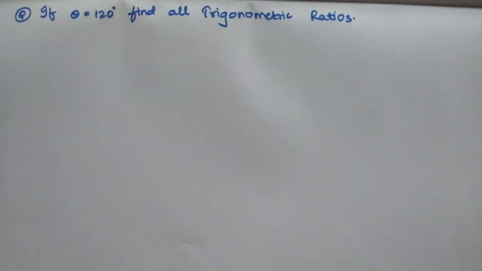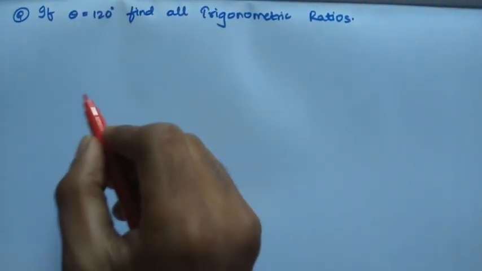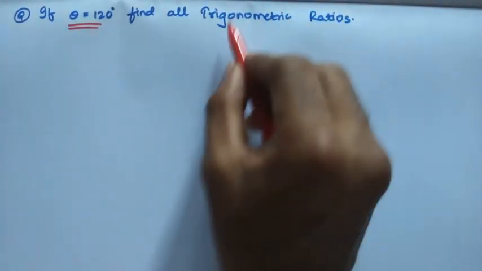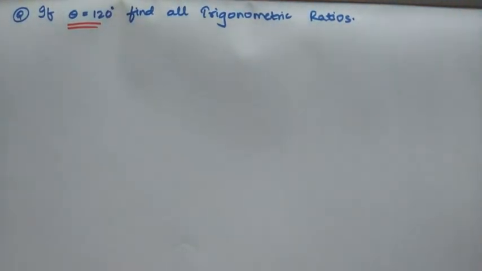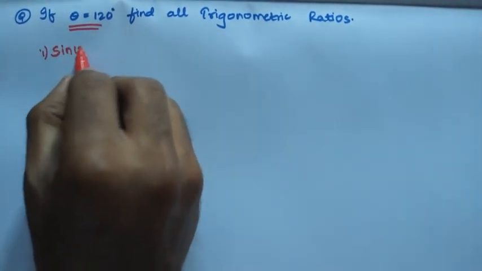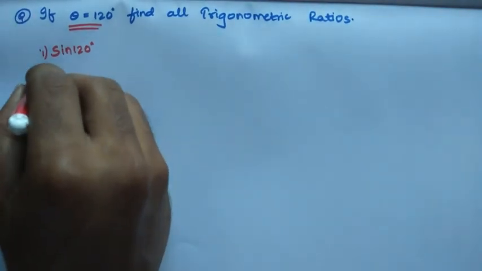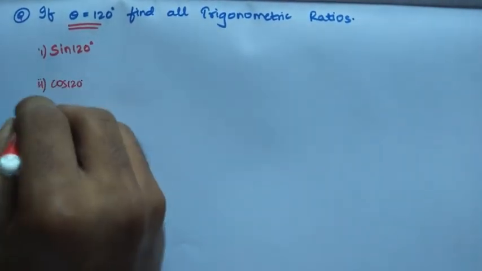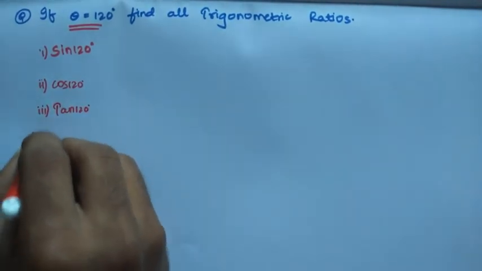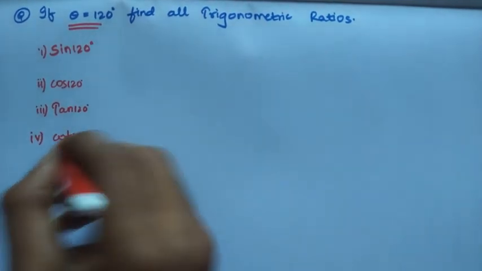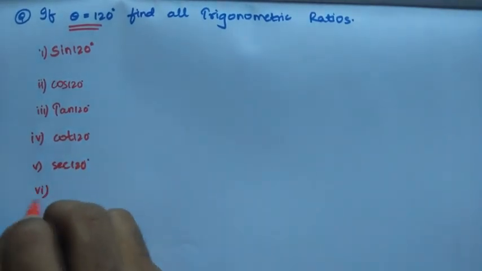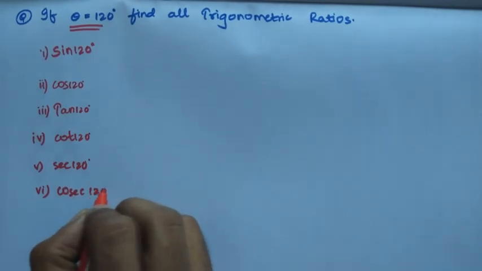So in this video, let us solve this problem. It is given that if theta is equal to 120 degrees, we need to find all the trigonometric ratios. That means we need to find sine 120 degrees, cos 120 degrees, tan 120 degrees, cot 120 degrees, secant 120 degrees, and cosecant 120 degrees.